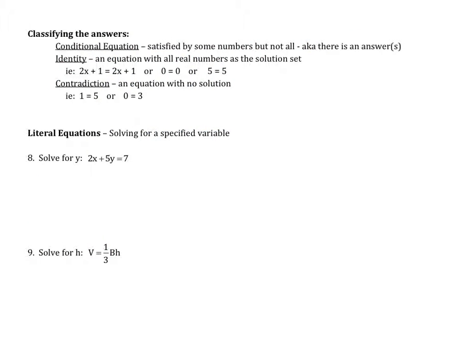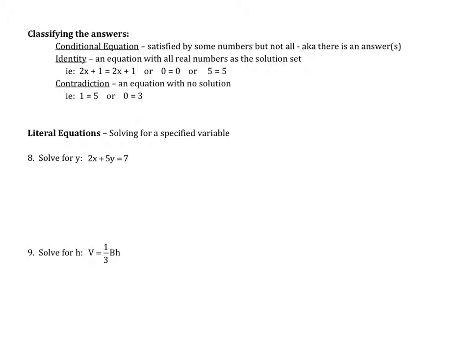Okay, now we're going to build on what we were just talking about a little bit. When we talk about classifying answers, the first type of equation that we can have is called a conditional equation. This is the kind of equation that you're used to seeing. It's satisfied by some numbers but not all, aka there is an answer. This is what you see probably 90% of the time.